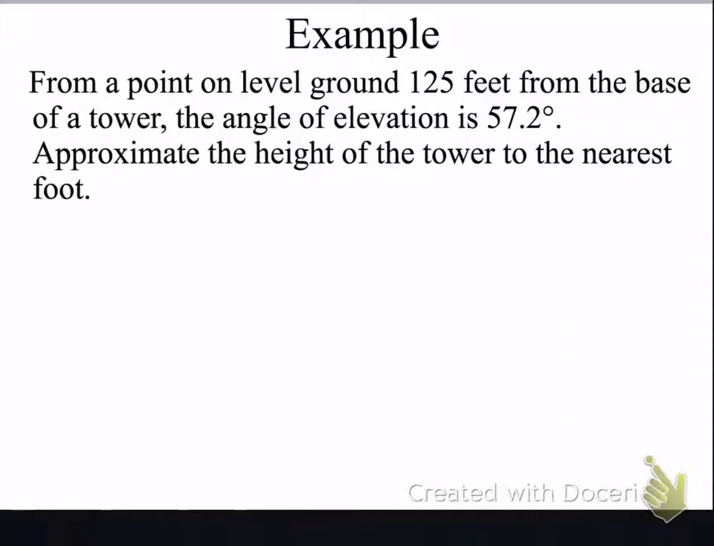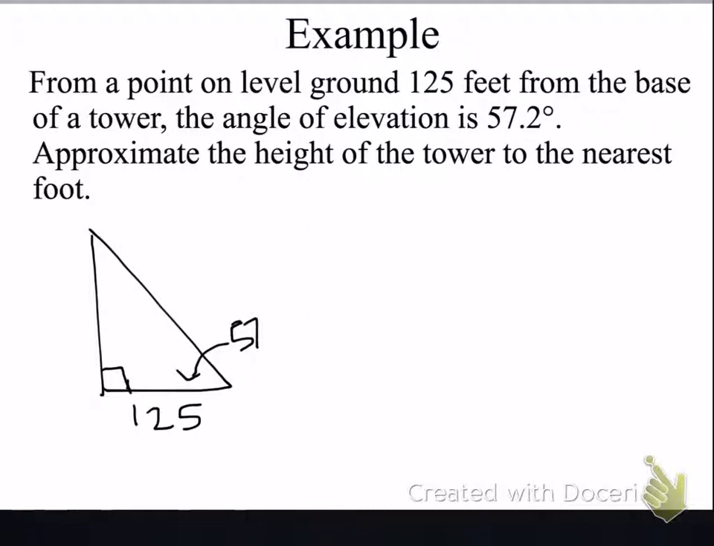So we're going to be drawing a triangle, and because we're dealing with a base, we have a 90-degree angle. So from the point on the ground, 125 feet from the base of a tower. So here's my 125 feet. Angle of elevation is always the angle going up. So this angle right here is 57.2 degrees. And they want to know the height of the tower. So I'm looking for this piece right here. So based on this information given, we're dealing with tangent.